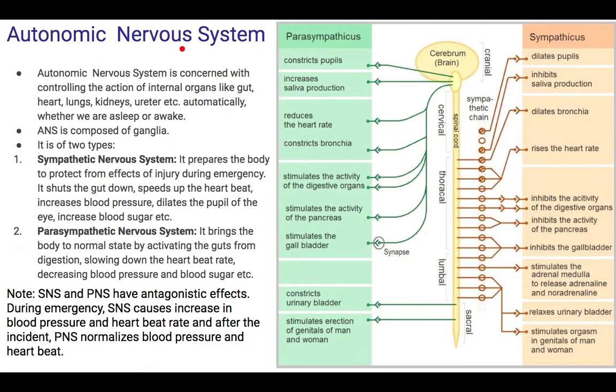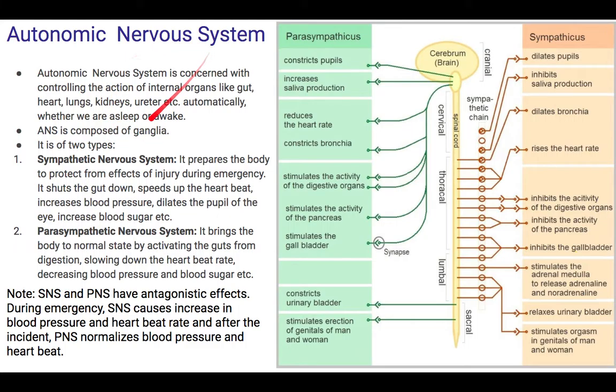Autonomic nervous system. This is the last type of nervous system. As the name suggests, this nervous system controls actions of our internal organs like gut, heart, lungs, kidneys, ureter, etc. automatically, whether we are asleep or awake. In both situations, this nervous system controls our internal organs, and it is all autonomic, meaning we do not control it. And autonomic nervous system is composed of ganglia.